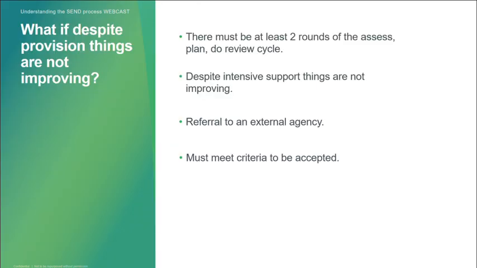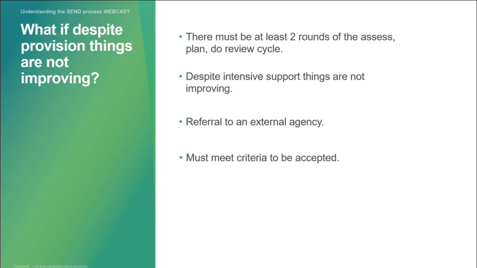So as I said, we go through the whole cycle, and we have to have at least 2 rounds of the assess, plan, do, review cycle. But if we do that and there is little impact, say your child is unable to make any academic progress or is dysregulated and cannot cope with the classroom setting, so there's a barrier to learning that is having an impact so great that learning is not taking place. It is then at this stage that we could refer to an external agency for extra support or guidance.